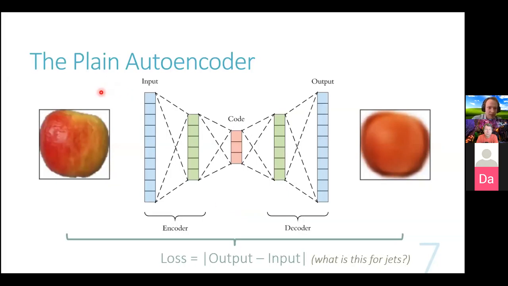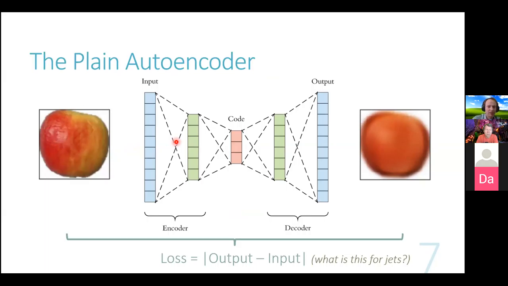So the autoencoder is a kind of neural network architecture. Its purpose in life, given an input like this picture of an apple, is to output a picture of an apple that's as close to the input as possible. So it's a trivial thing, it's just the identity map.